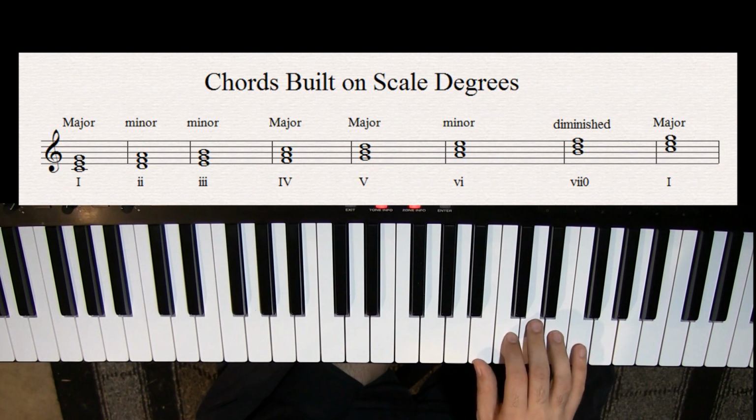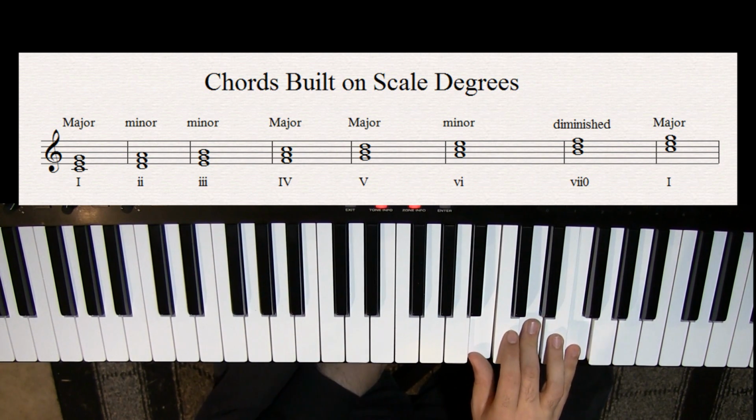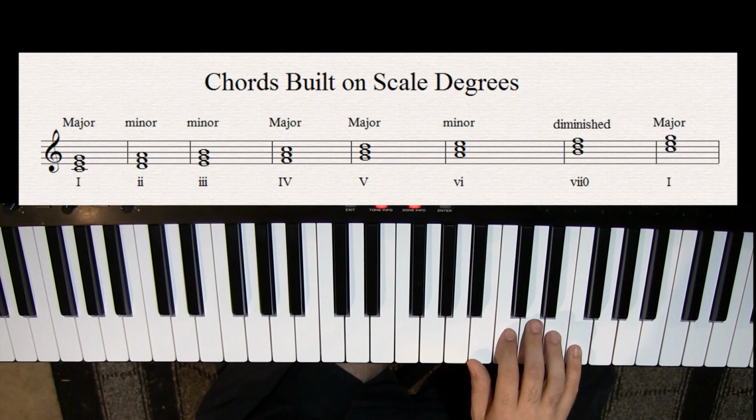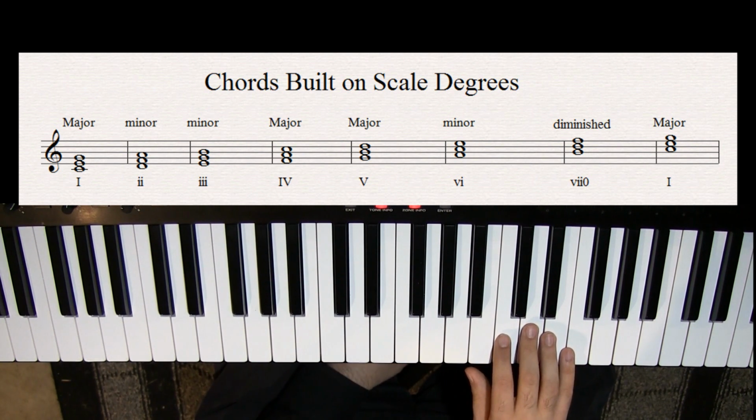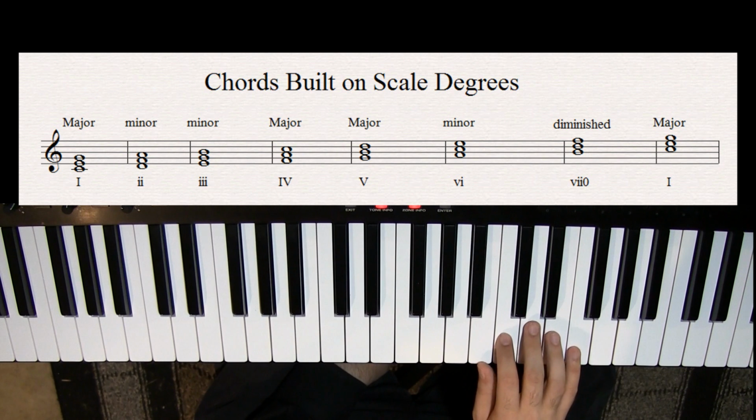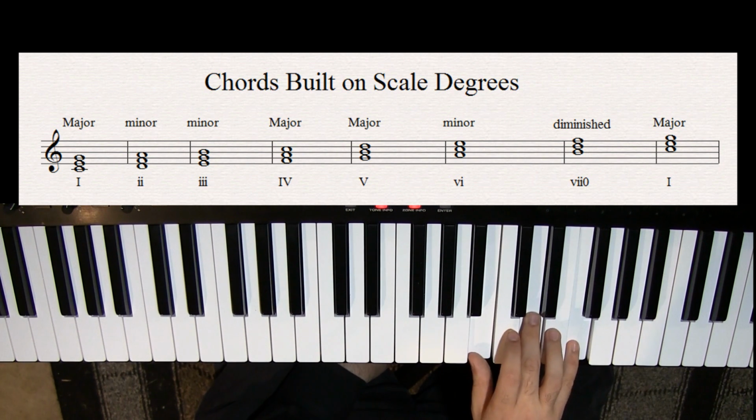And then we have the 7th. 7th looks weird. It's lowercase, but it has this weird little circle next to it. That is what's called the diminished symbol. So with diminished chords, we have the lowercase plus an extra little O or circle or 0, in this case, I think I wrote. So let's count this one out. We have a diminished chord.